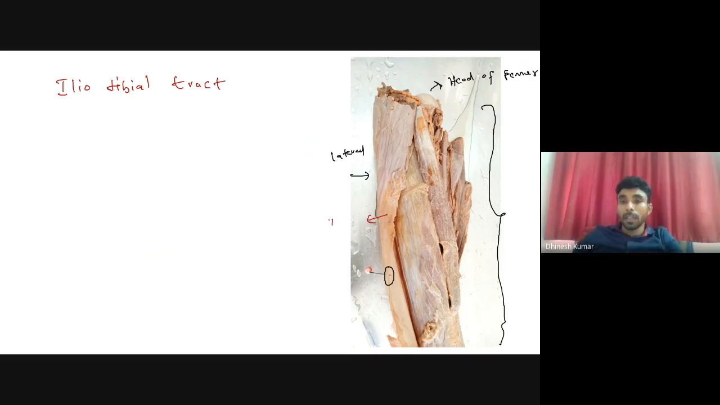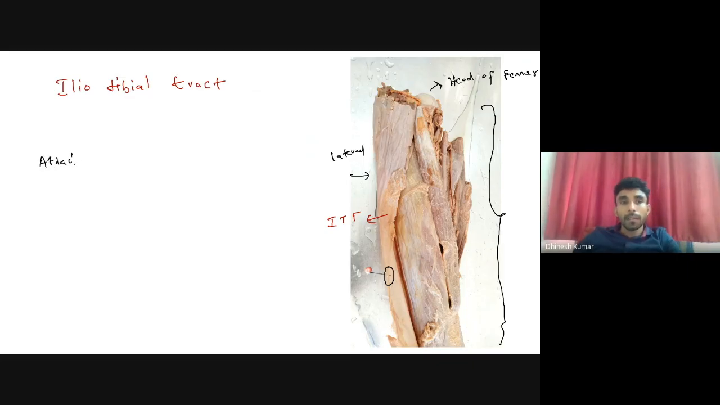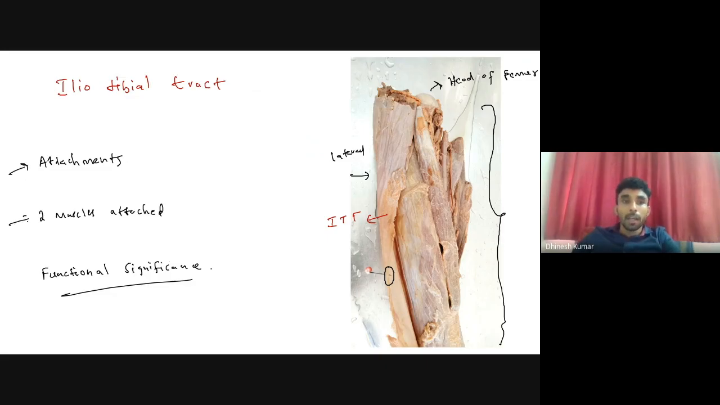So the subquestion for the iliotibial tract may be attachments of the pinned structure. Otherwise, mention the two muscles attached or inserted into the pinned structure. Otherwise, what is the function or what is the significance? Functional significance or function of the pinned structure. So you can see in this diagram. Let's talk about the answers for the subquestions.